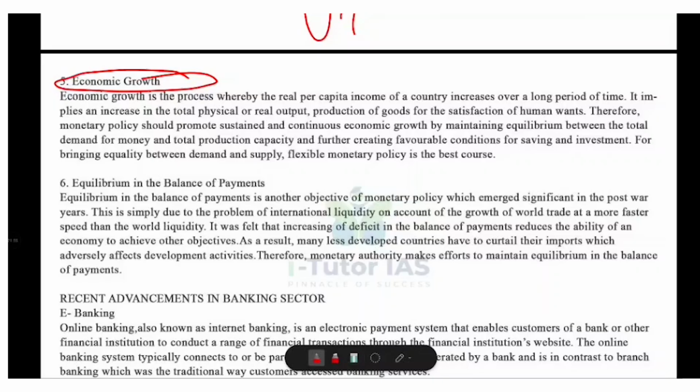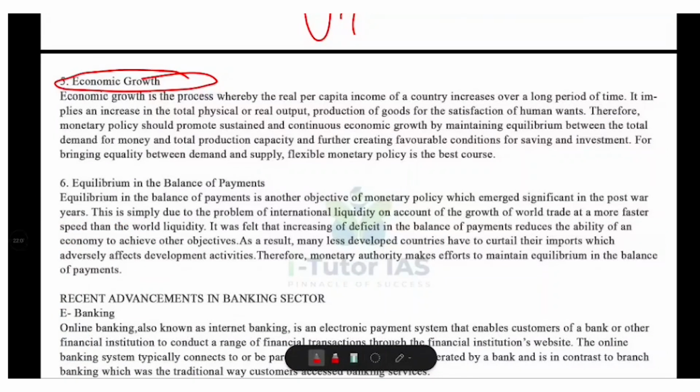Yes, the central bank, through its monetary policy, tries to maintain a proper balance between the total demand for money and the country's capacity to produce goods and services. If there is too much money in circulation, demand rises too high, and this can cause inflation. If there is too little money, demand falls, and it leads to recession or slow growth. So to maintain steady and sustainable growth, the central bank uses a flexible monetary policy. That means it adjusts interest rates, credit supply, and money flow depending on the needs of the economy.